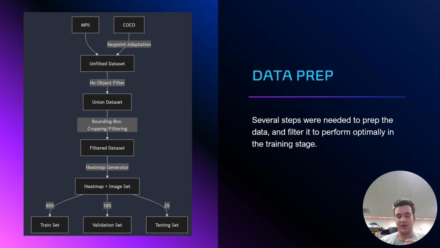And then from there, we generate some heat maps, which we'll go into later. And then we just split it. Our train, validation and testing split was 80, 18, and 2. That's because we had so much to work with that we didn't need that significant of a percentage in the testing set. So we decided to keep it low.